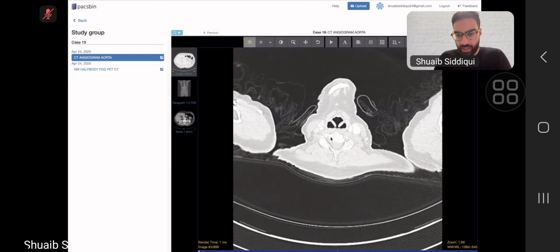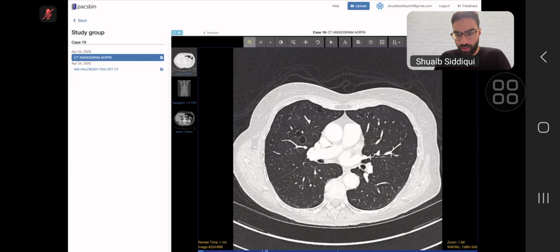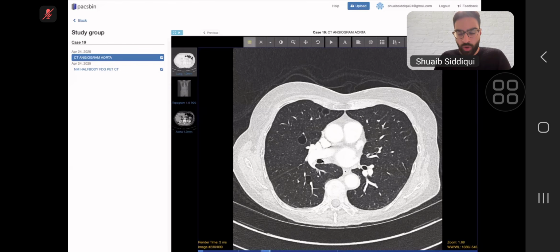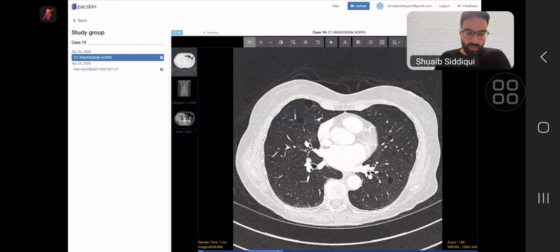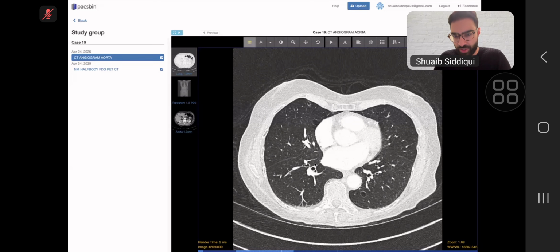So yeah, good. This is LIP. The reason it's LIP is because it's lower zone predominant. So that makes it LIP, and it's quite regular uniform cysts.